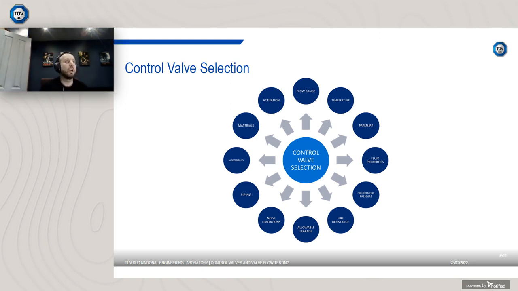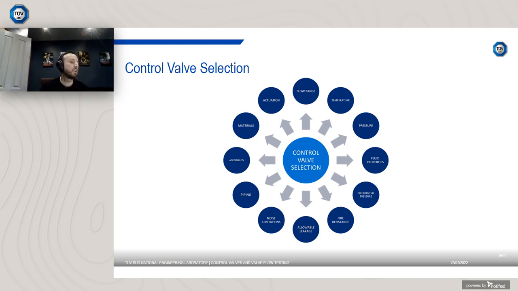Fire resistance: what's the kind of environment the valve's going to be installed in? Does it have to have a certain level of fire resistance? If the valve is going to be used as an isolation valve as well as a control valve, what's the allowable leakage? Valves will have a specific leakage class. When they're used in their fully closed state, there will be an allowable leakage level. Depending on the fluid and your application, a certain amount of leakage might be acceptable. In other cases, you might have to have a higher leakage class.